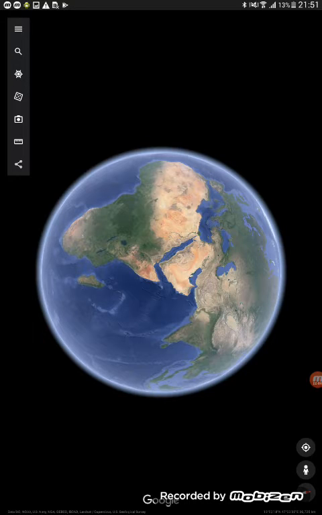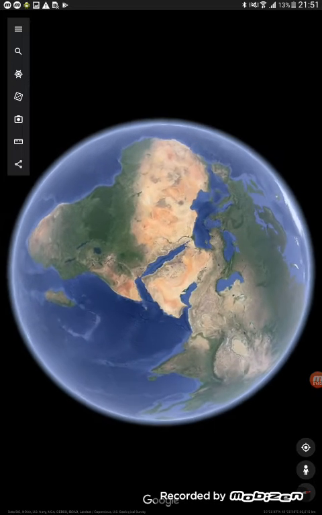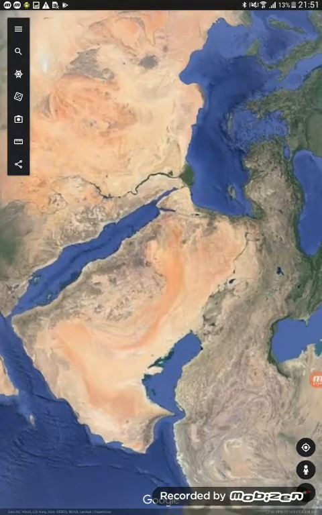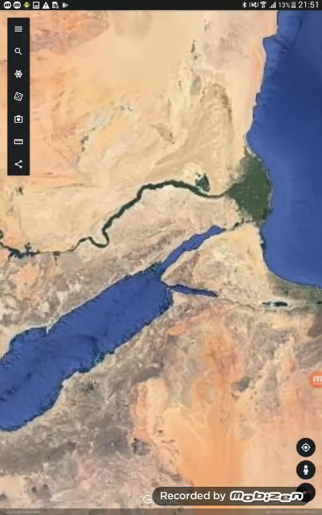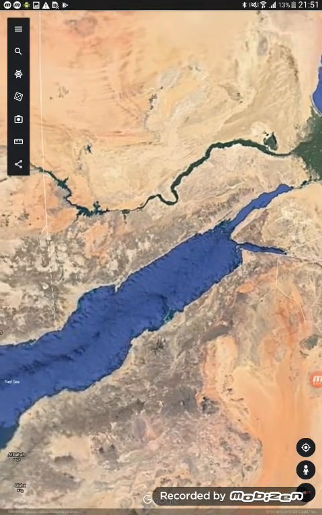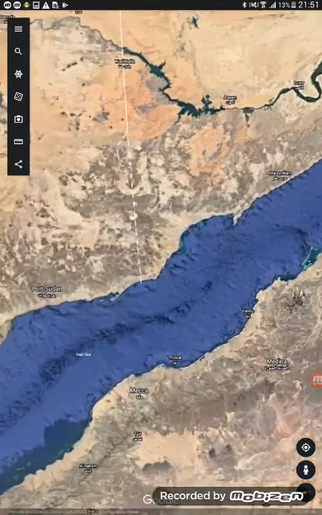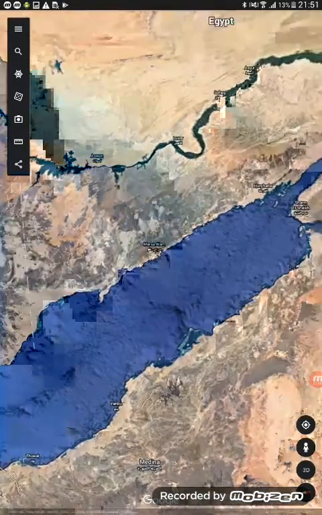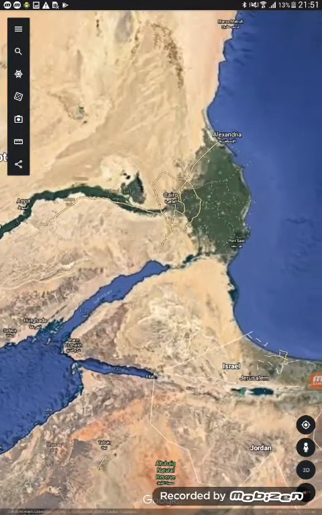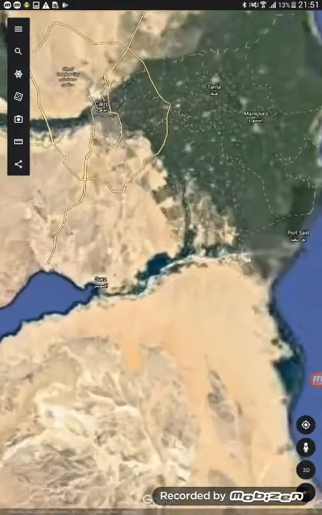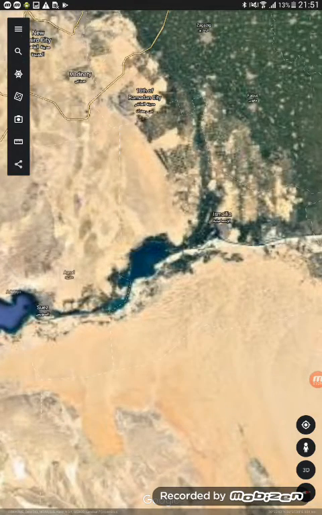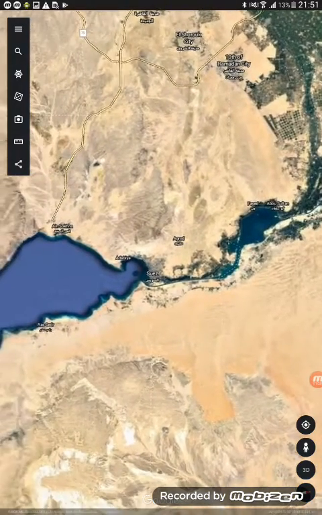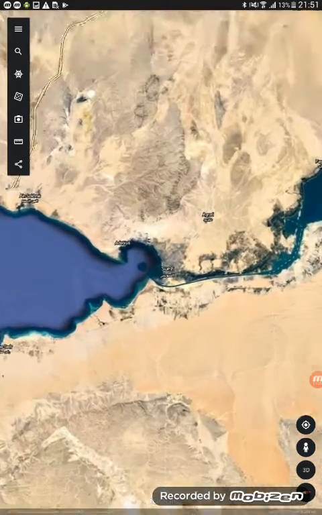Now let us visualize the Suez Canal on the world map. The Suez Canal is located near Egypt. As you can see, I'm zooming in near Egypt. Here, the sea we have is known as the Red Sea. You can see it is written over here, the Red Sea. The Red Sea extends over to the Suez Canal, and over here we can see a small strait of water, which is written over here: the Suez Canal.